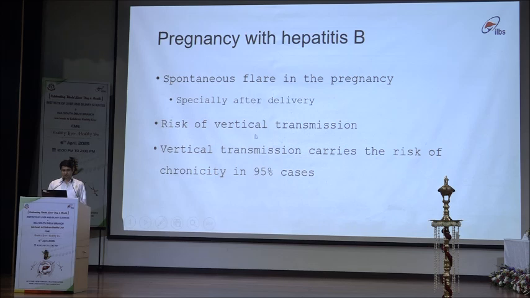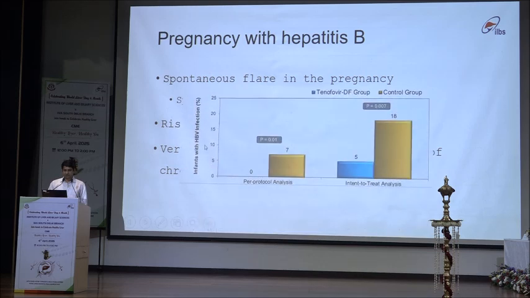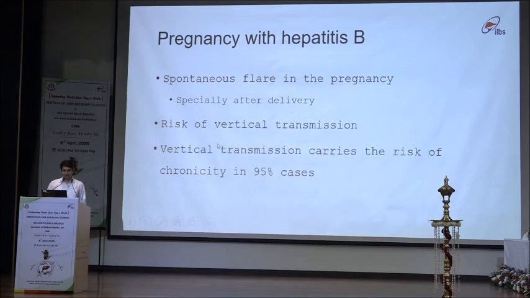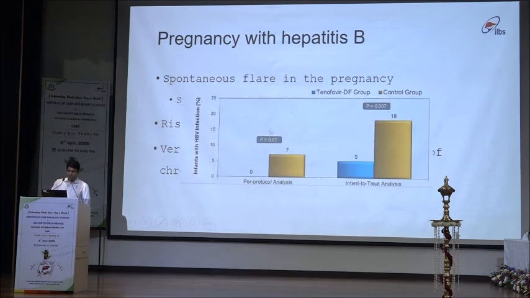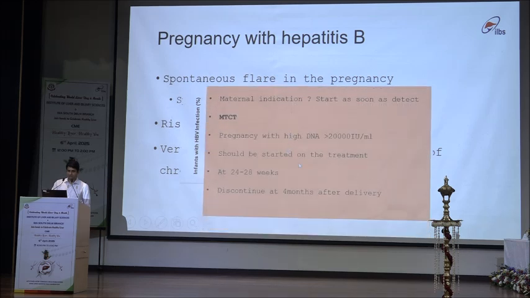Coming to pregnancy, it is well known for flares of hepatitis B virus, especially after the delivery during the postpartum period. And also there is a risk of vertical transmission of the hepatitis B virus from mother to child, and this vertical transmission leads around 95% of the patients to chronicity. So this can be prevented by effective antiviral, that is tenofovir, during the pregnancy. That should be started at 24 to 28 weeks if the DNA titer is more than 20,000.